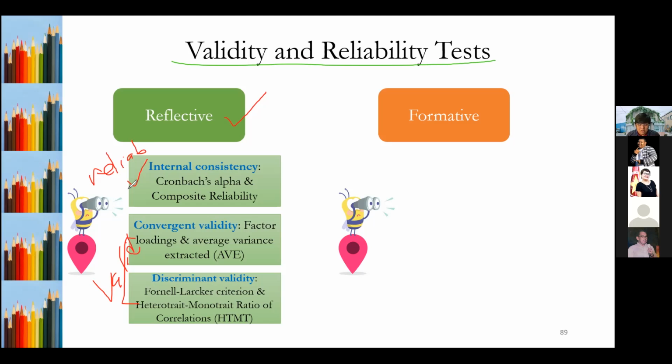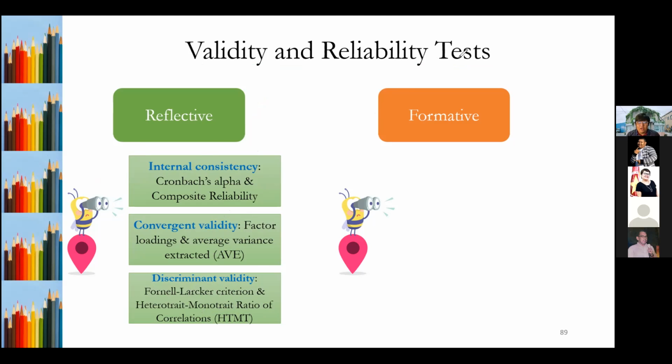So for reflective construct, ito yung tatlong requirement: internal consistency using Cronbach's alpha and composite reliability, convergent validity by analyzing factor loadings and average variance extracted, and discriminant validity using Fornell-Larcker criterion and heterotrait-monotrait ratio of correlation. So these are the three requirements for reflective construct. Later magbibigay ako ng mga published papers na nag-exhibit ng tatlong ito.